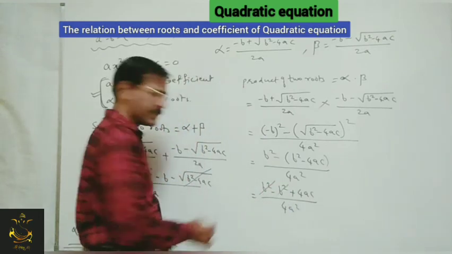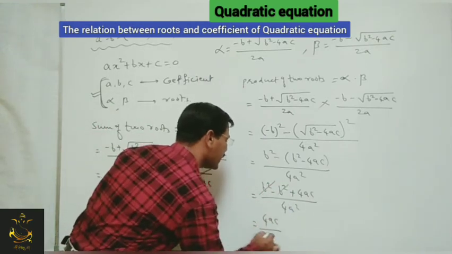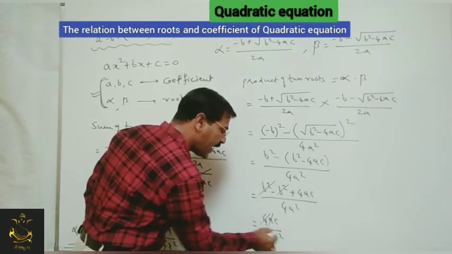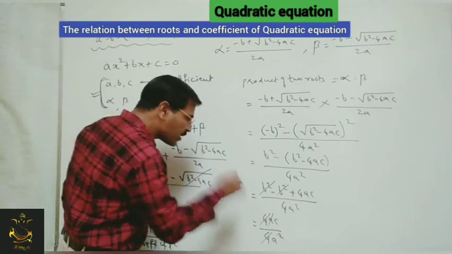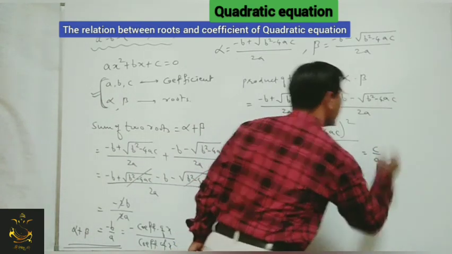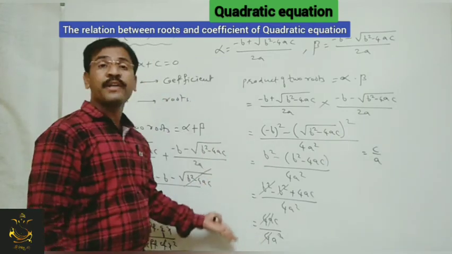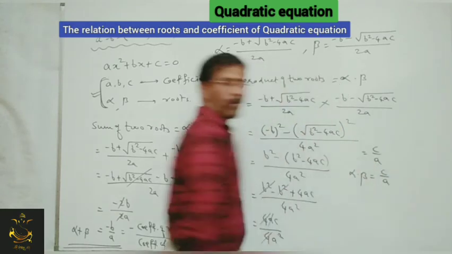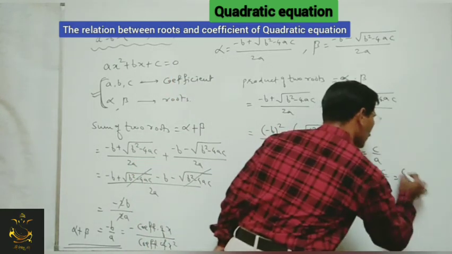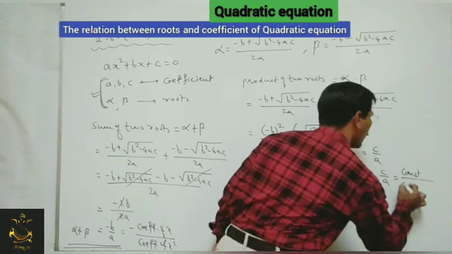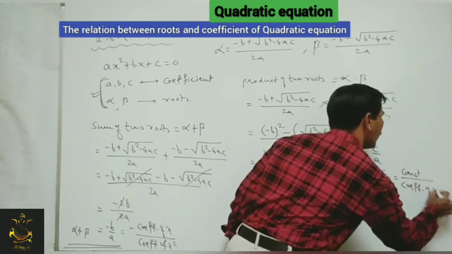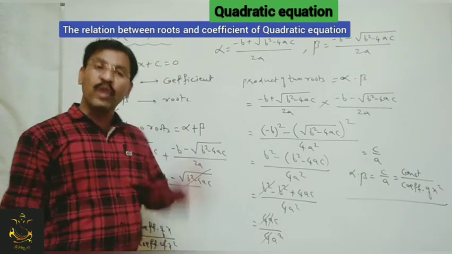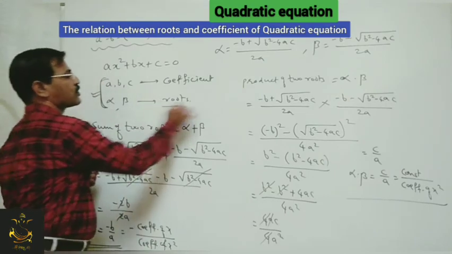This one gets cancelled. What remains here? 4ac upon 4a square, means this 4 gets cancelled and one a gets cancelled. What remains here is c upon a. What is this? This is the product of two roots. Means alpha into beta is equal to c upon a, where c is the constant. And what about a? The coefficient of x square.